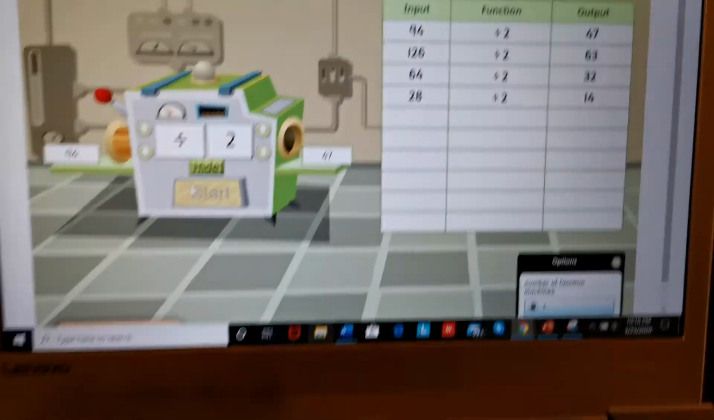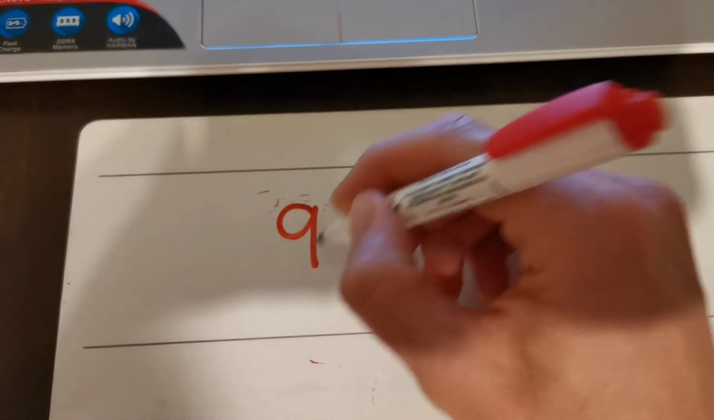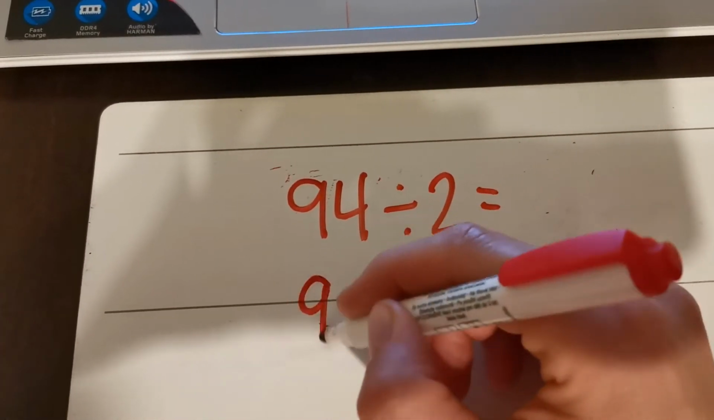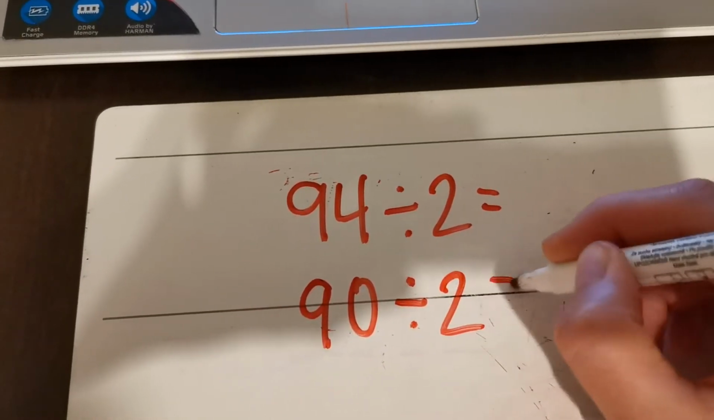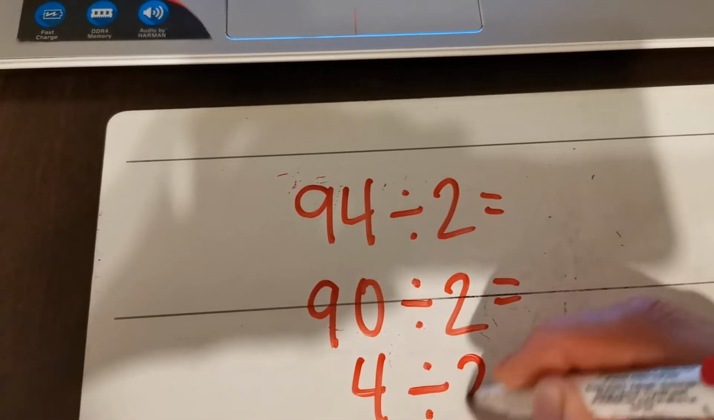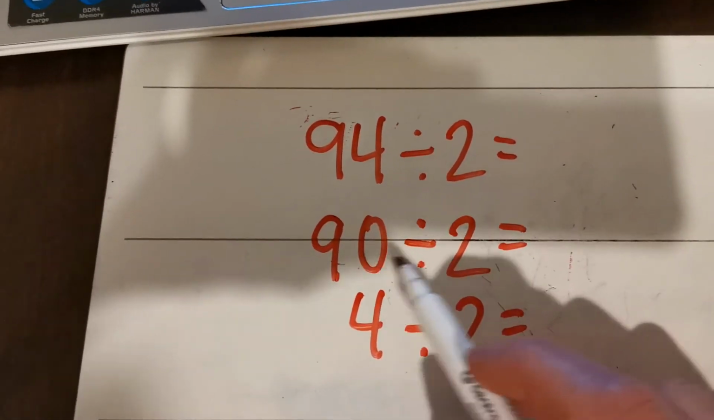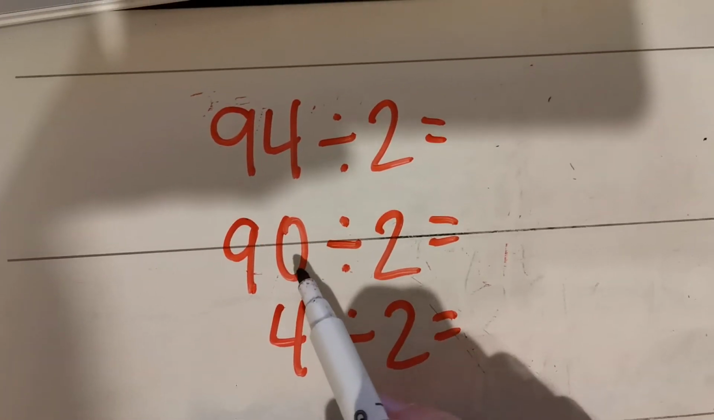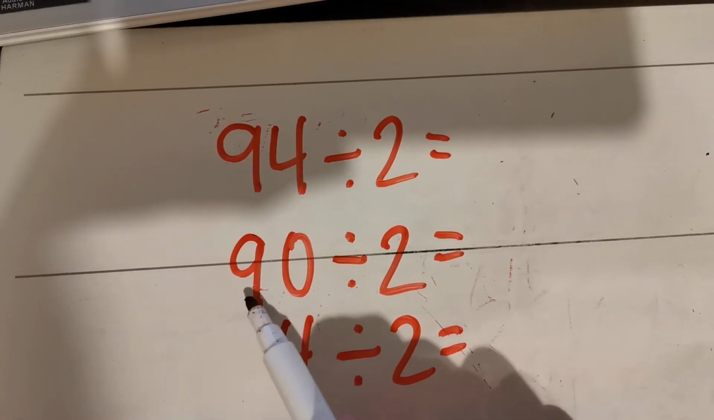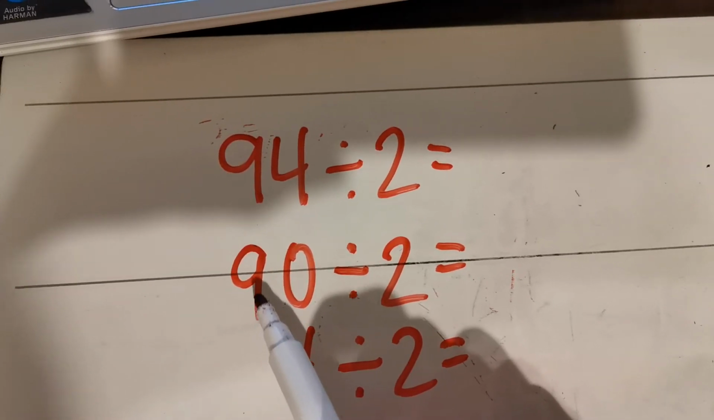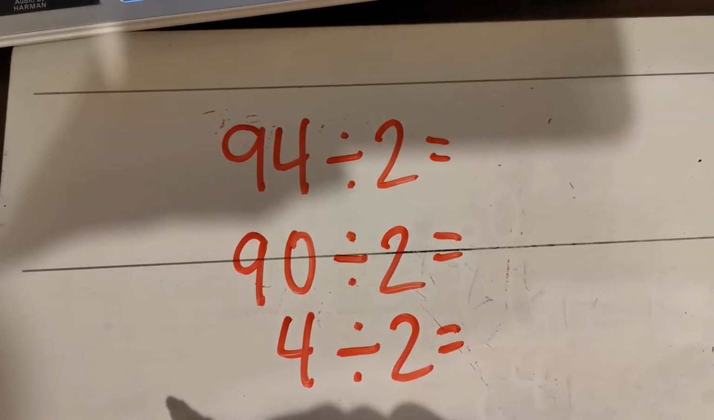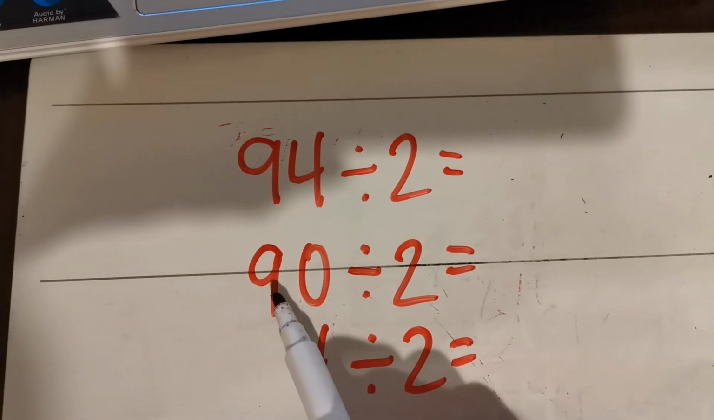Anyone? Let's go ahead and work it out on our boards. Okay, so 94 divided by 2. All right, again, let's partition it. 90 divided by 2 and 4 divided by 2. So 90 divided by 2. I'm sure most of you already noticed that makes this one a little bit trickier because it's not an even, well, it is an even number, but the tens is an odd number. So it's not as easy.